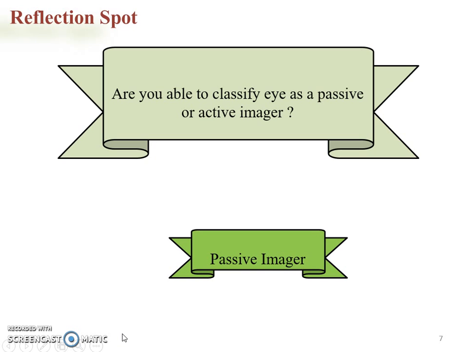I already explained about the eye and Al-Hazen's work. So the eye is a passive imager. It requires separate excitation to image the object.